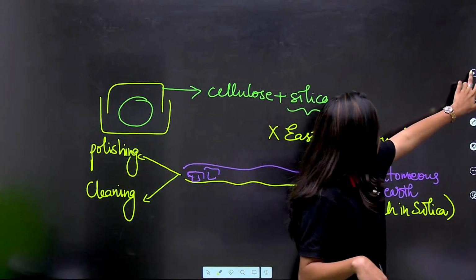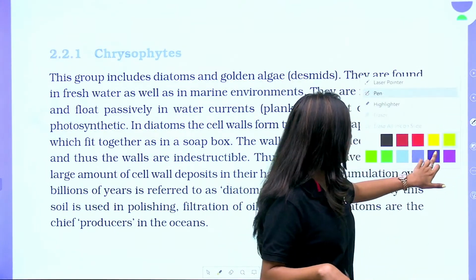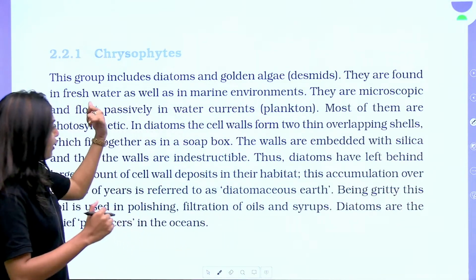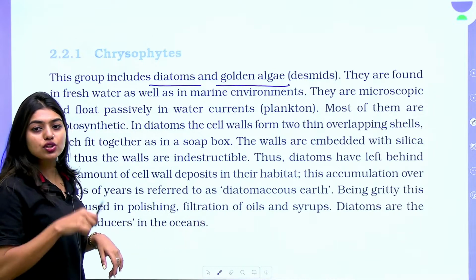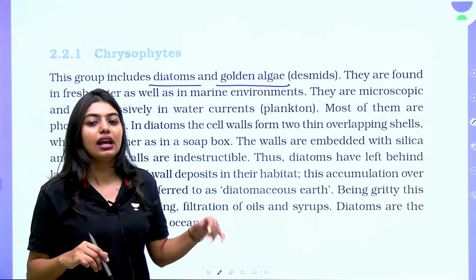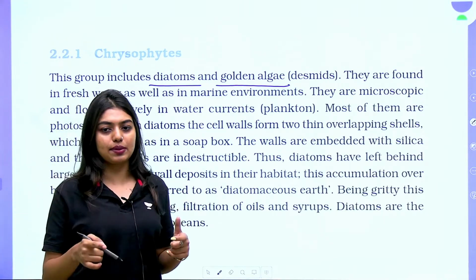Fine. Let's continue. Let's see what your NCERT has to say. Your cryophytes are mainly made up of diatoms and golden algae. Students, I am also doing NCERT reading. After every topic, I am taking the snips of the NCERT and explaining it to you.